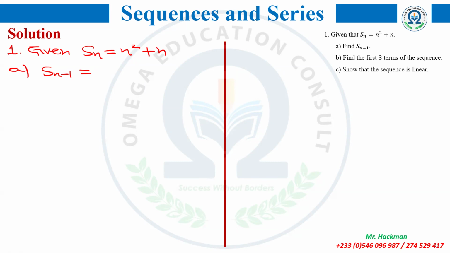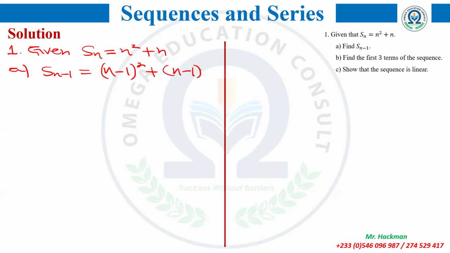N minus 1, as simple as that. So any n that I see there, I replace it with n minus 1. It means if you know u sub n, you know u sub anything. If you know S sub n, you know S sub anything. So in this case, we know S sub n, so S sub n minus 1, I know. That will give me n minus 1 all squared, then plus my n again, which is now n minus 1.